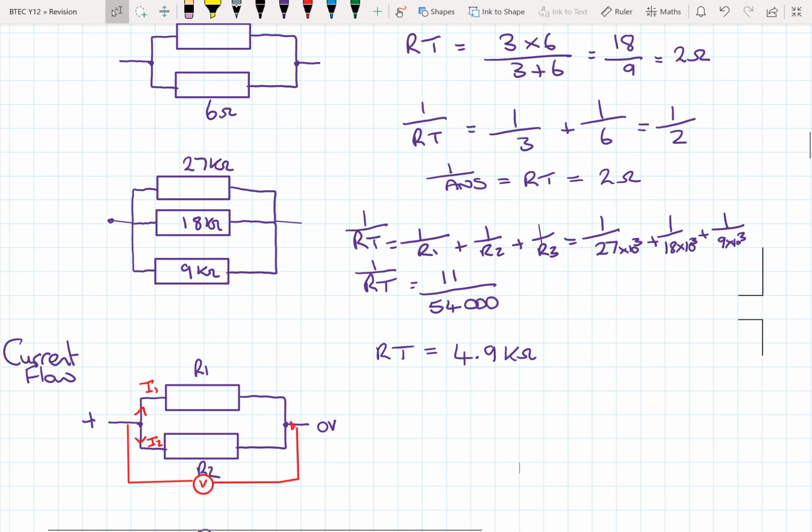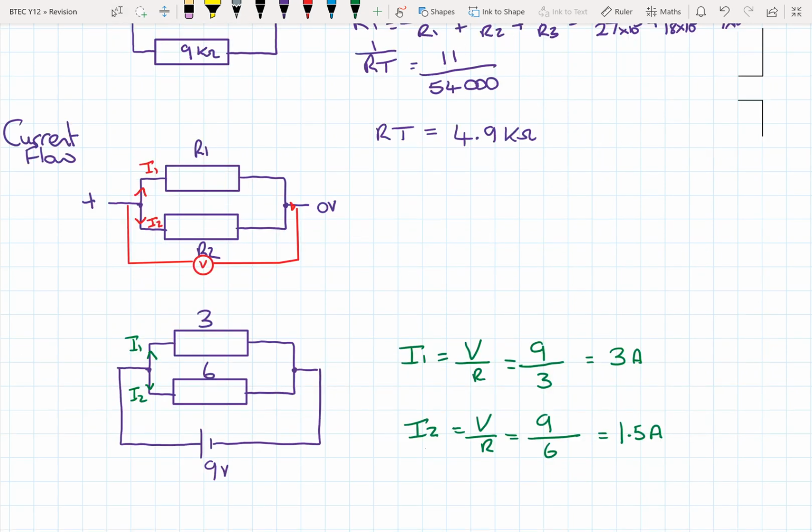So we've got I1 and I2. Take the example of 3 and 6 ohms with a 9-volt battery. The current I1 through the 3 ohms is 9 volts divided by 3, which is 3 amps, and through the second resistor, the 6 ohm, we're going to have 1.5 amps. So it's the voltage across both resistors divided by the resistor value.